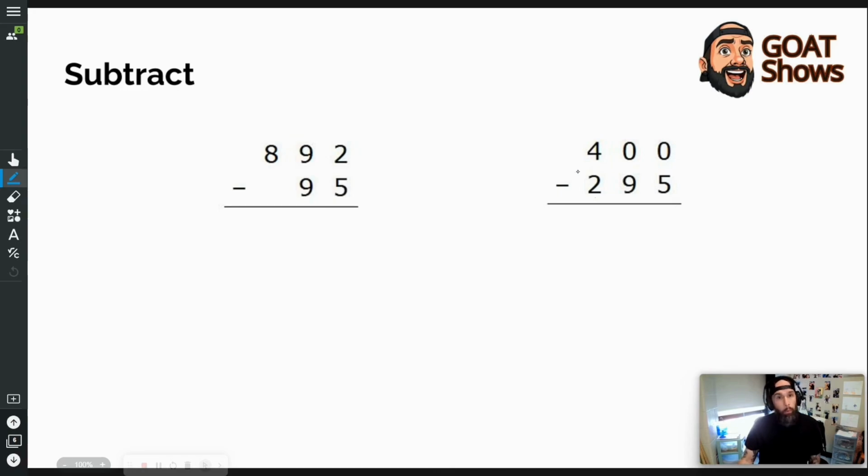Ooh, it gets really gross right there. You'd think that that's not that bad. That's gross. We'll get there, though. 892 minus 95. Start all the way to the right.